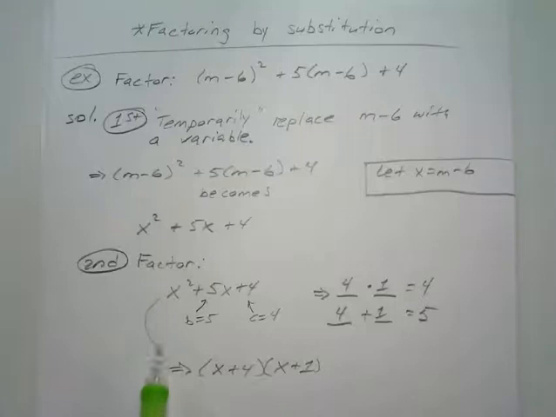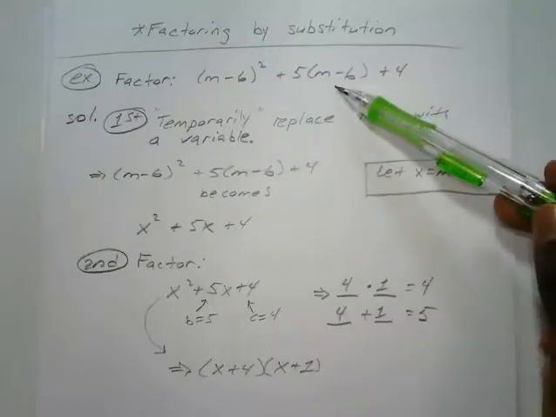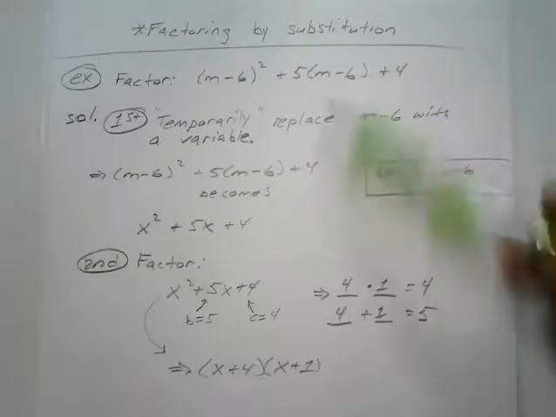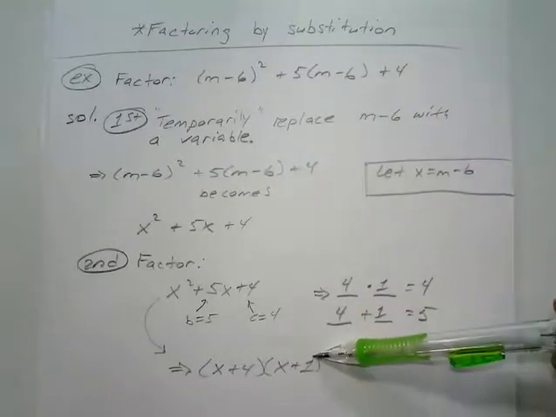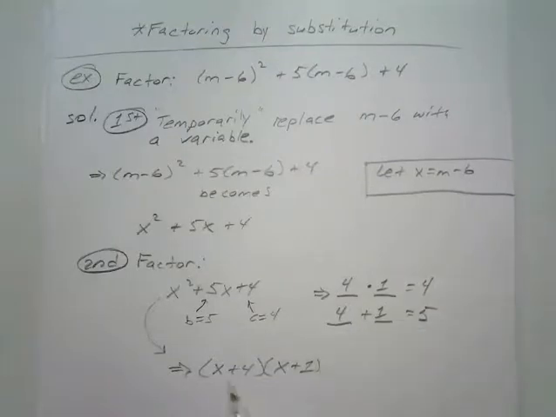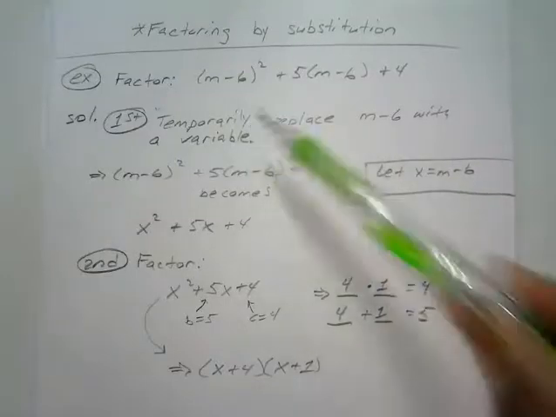So we factored that one, but we're not done yet, because remember, we have to solve for m. It has to be m plus something and minus something. You can't just replace it and solve it and think, okay, we're all done. So now we have to replace x with m minus 6. Remember, this is just temporary.